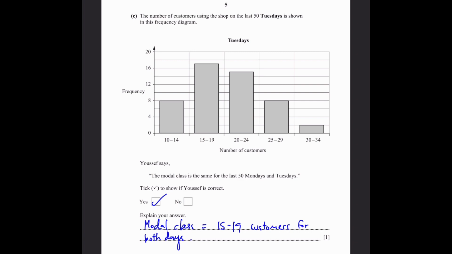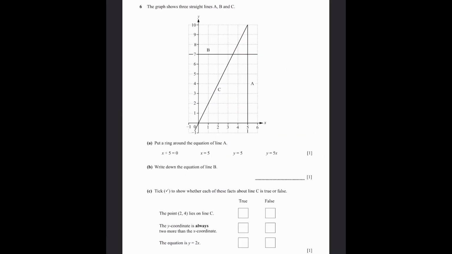That's the answer. Question 6. The graph shows three straight lines A, B, and C. A, put a ring around the equation of line A over here. That's a vertical line, so it's x equals something. And since it passes through the 5 on the x-axis, it means x is equal to 5.